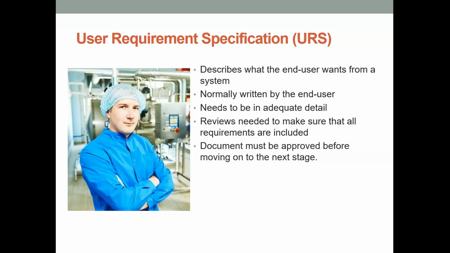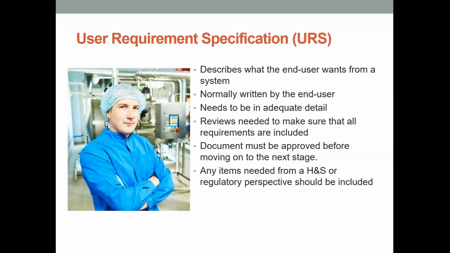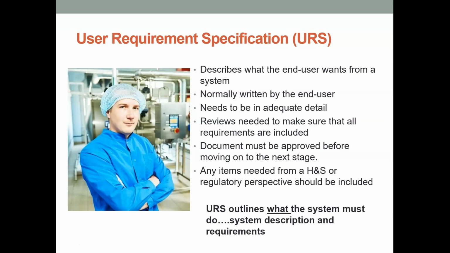The document must be approved before moving on to the next stage. Any items that are needed from a health and safety or from a regulatory perspective must be included. They'd be really important. So the URS, the user requirement specification, outlines what the system must do. So what does it do? The system description and the requirements around that.